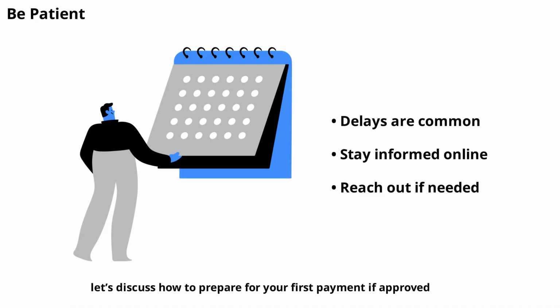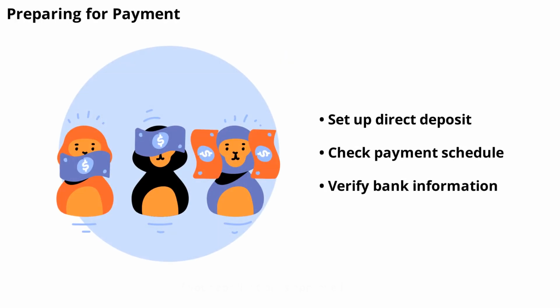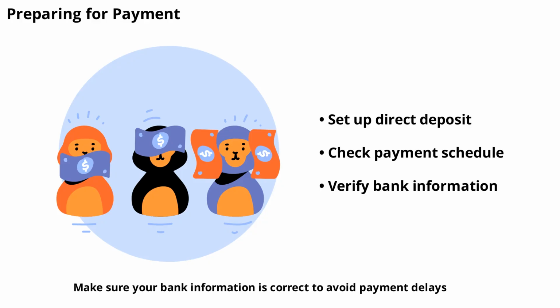Next, let's discuss how to prepare for your first payment if approved. If your application is approved, you'll want to prepare for your first payment. Review your benefit details in your online account and set up direct deposit for faster access to your funds. Make sure your bank information is correct to avoid payment delays. You'll also receive a payment schedule, so you know when to expect your funds.